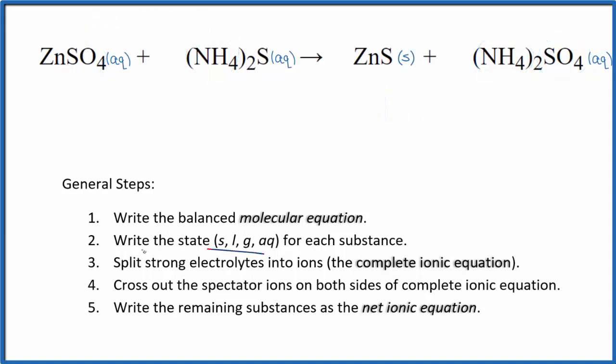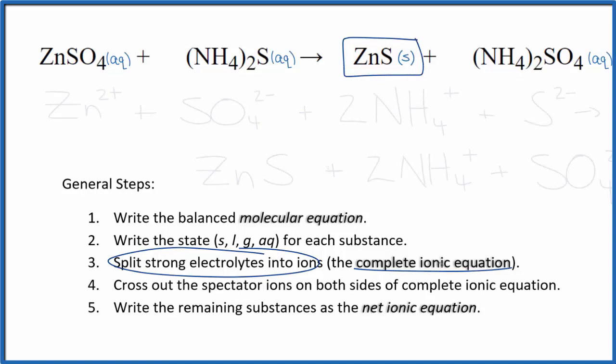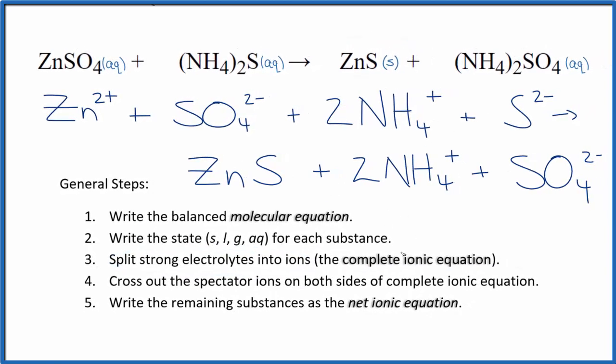Now we can split the strong electrolytes into their ions for the complete ionic equation. We don't split solids apart, but these aqueous compounds will split apart, and that'll give us the complete ionic equation. That'll look like this. So this is the complete ionic equation. Now we cross out the spectator ions. And note we didn't break the solid up.